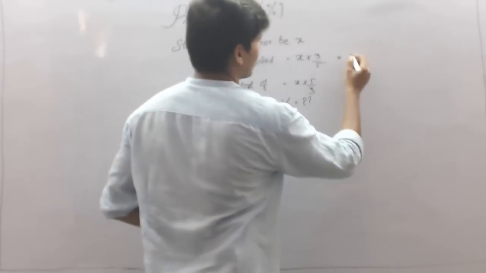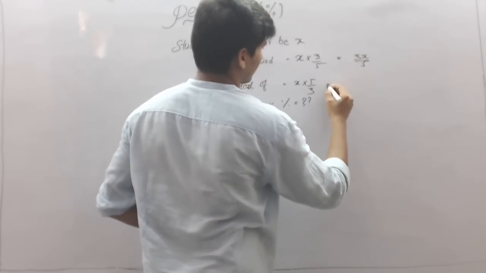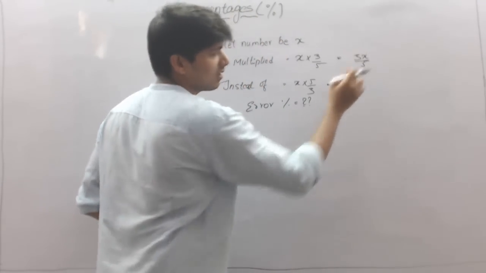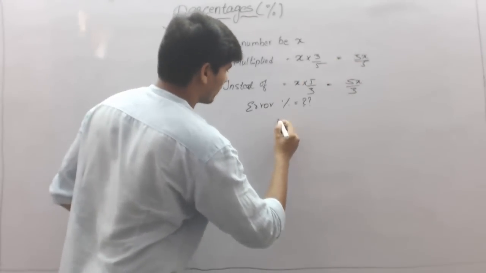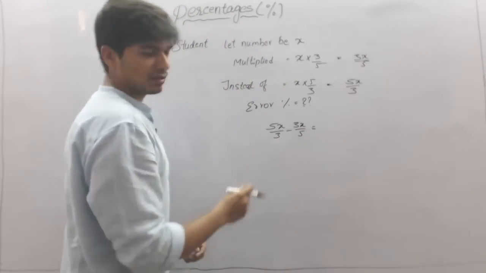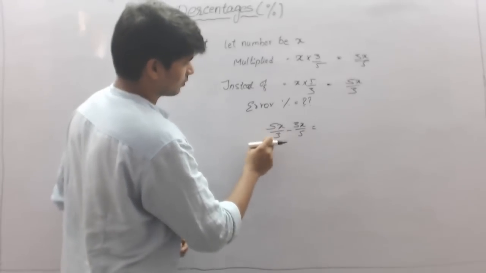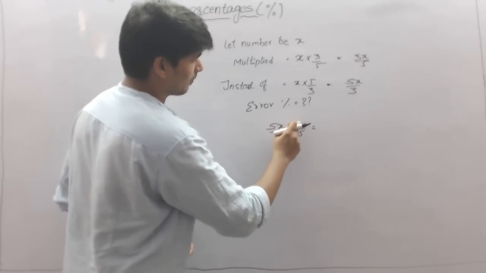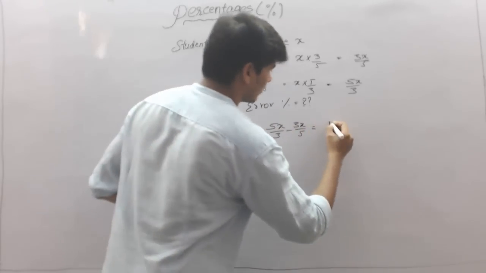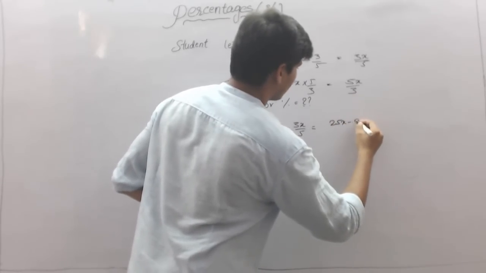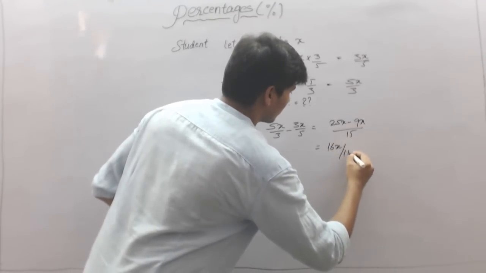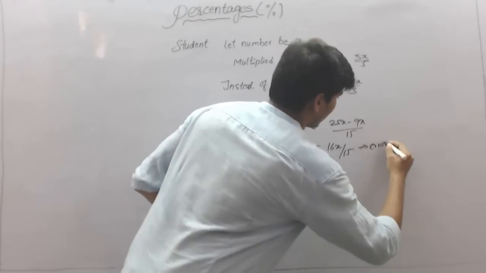Now what does this become? 3x by 5. This is 5x by 3. This is the actual number, but this is the error number. Now what is the difference between these two? 5x by 3 minus 3x by 5, isn't it? LCM 15. So 5 into 5 is 25, minus 3 into 3 is 9. 25x minus 9x divided by 15 gives 16x by 15. What is this? This is the error.